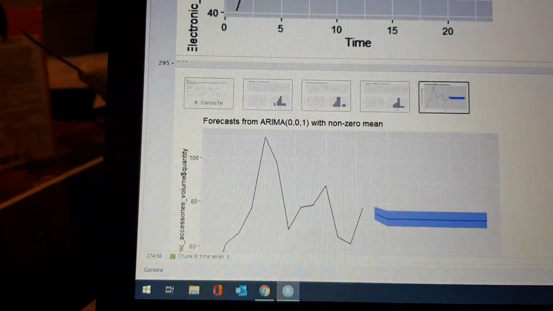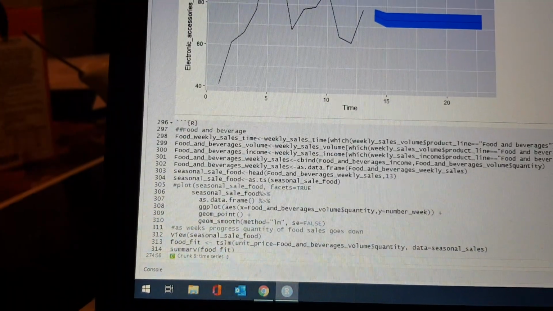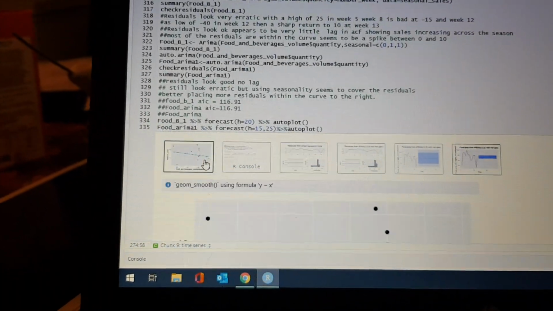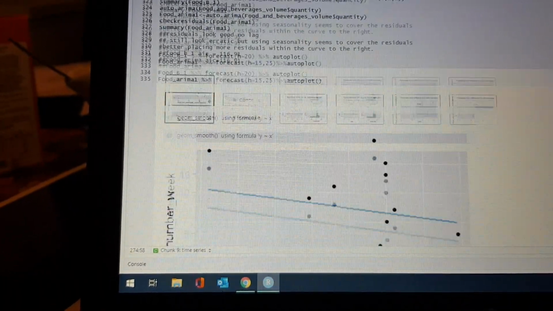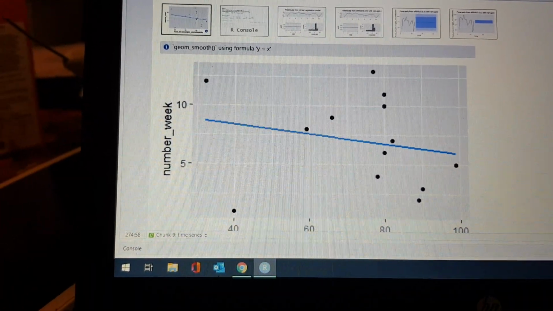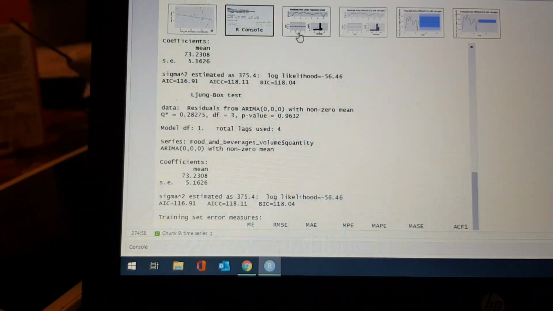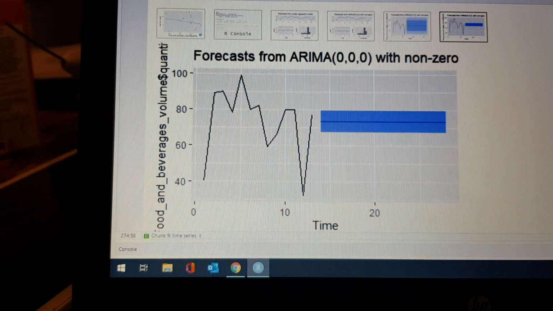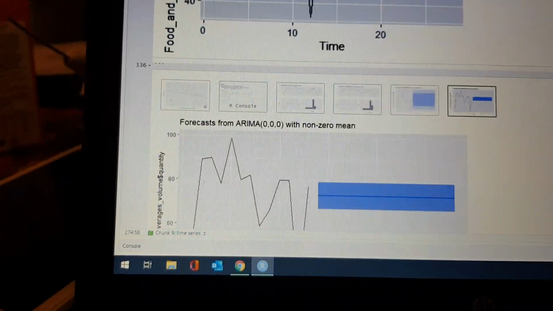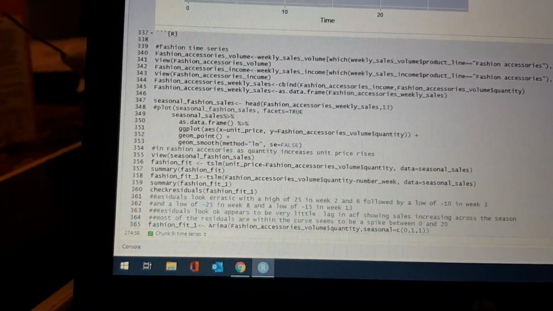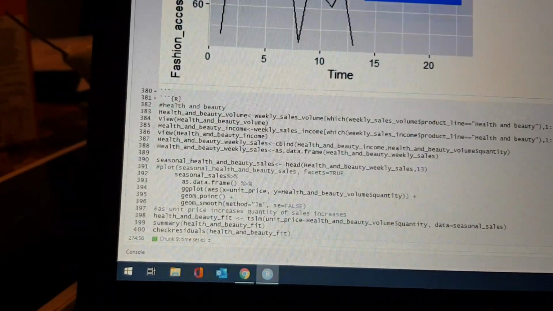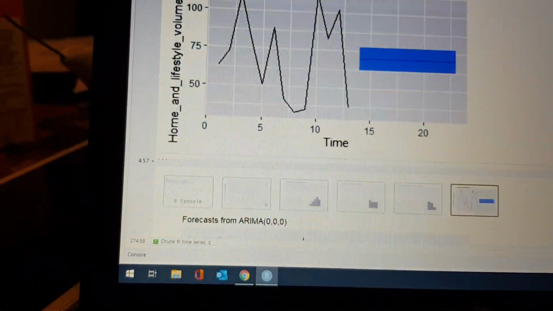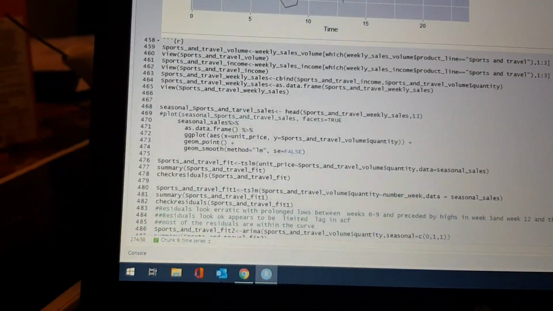So I went on to do that for food and beverages and plotted that as well. Plotted the one with the lowest ACF and PACF. It's 0.00 RMSE for that one. And then I went on to do fashion time series, health and beauty, home and lifestyle, sports and travel.